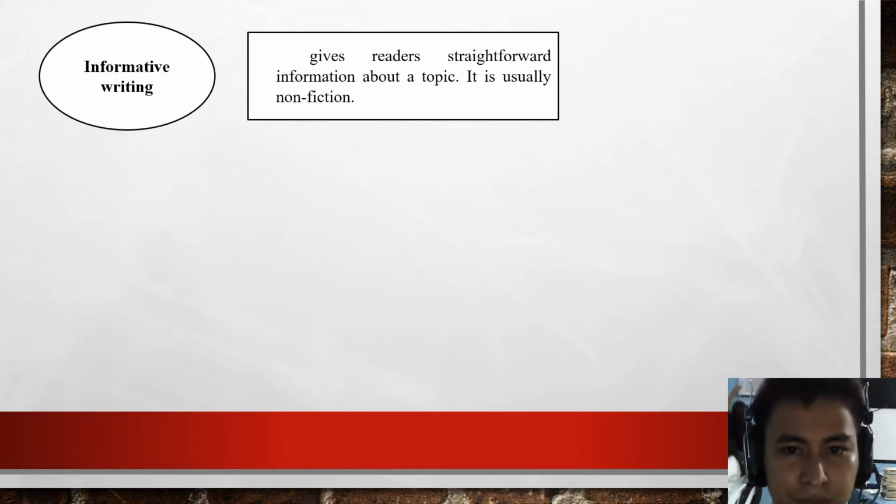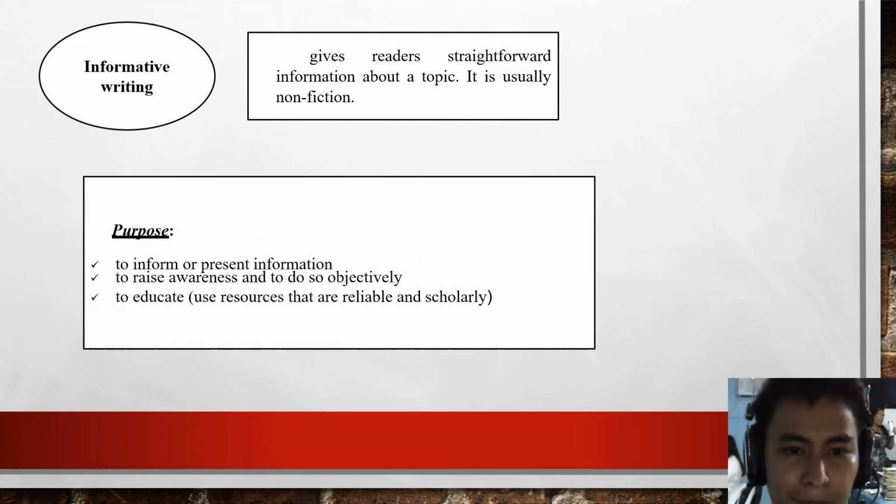Informative writing gives readers straightforward information about a topic. It is usually non-fiction. Non-fiction means representing truthfulness and accuracy, focusing on telling how or why. Key purpose. First, to inform or present information. Second, to raise awareness and to do so objectively. Third, to educate, using resources that are reliable and scholarly.